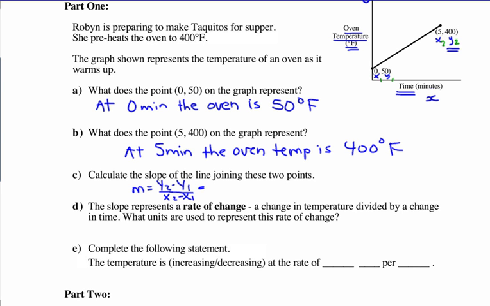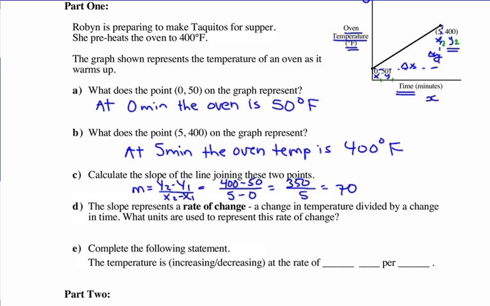So we want to figure out, okay, what's that rise here? What's this change of y? Our change of y we're going to get from 400 minus 50, y2 minus y1. That will give us 350, the difference. And our change of x will be x2 minus x1, so 5 minus 0. So we get 350 over 5, which makes sense. The oven changed in temperature 350 degrees over 5 minutes. We divide that, we get 70.